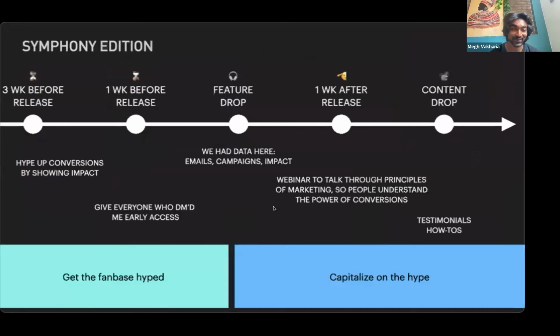Symphony edition, this is a fun one. We use the same thing at Symphony. This is how I have modeled our entire marketing. It's modeled after how artists market, or at least how I think artists should market in terms of best practices.